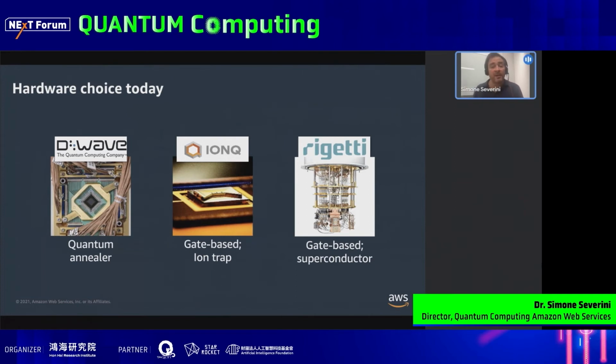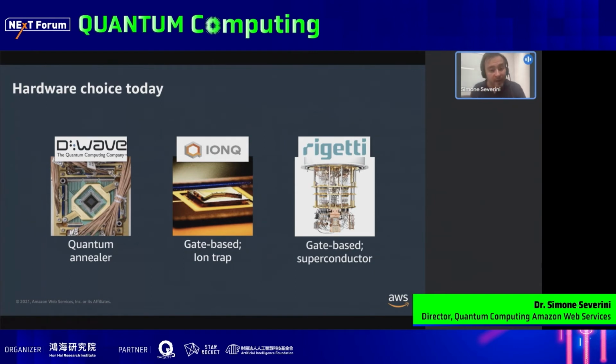So this is hardware built by a startup based in Vancouver, Canada, called D-Wave. And D-Wave built quantum annealers. These are machines that are suitable to solve certain specific optimization problems. The second machine is a device built by a startup based in Maryland, in the US, called IonQ. And this is a quantum computer based on ion traps. And the third machine is a device built by a startup called Rigetti, which is based in Berkeley, in the Bay Area, in California, in the US. And this machine specifically uses superconducting qubits.